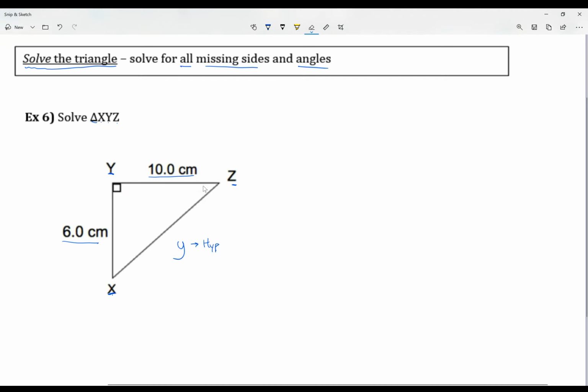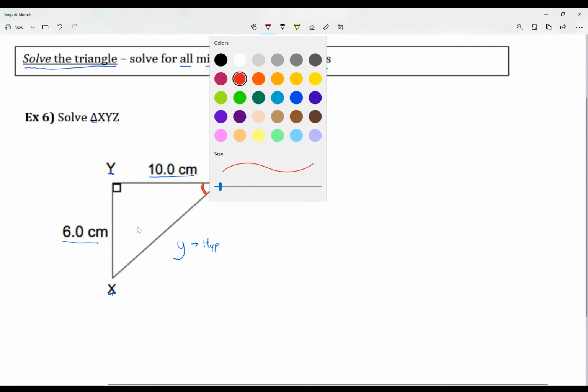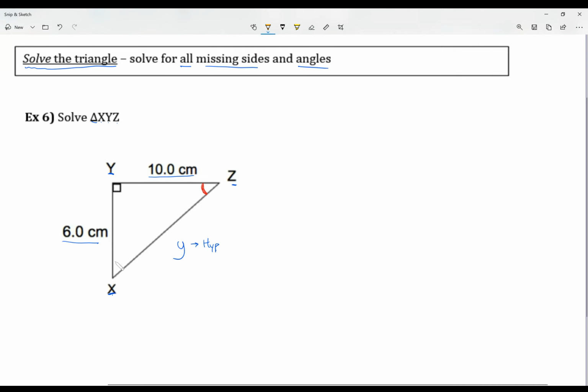I also, though, need to solve for all missing angles. So I'm going to solve for angle Z here, and I'm going to solve for angle X. Now, we're going to have to use some trigonometry to do this. The first step, you might recognize a way to solve for y here is using Pythagorean theorem. So we could use Pythag to solve for y because I know two side lengths of this right angle triangle.